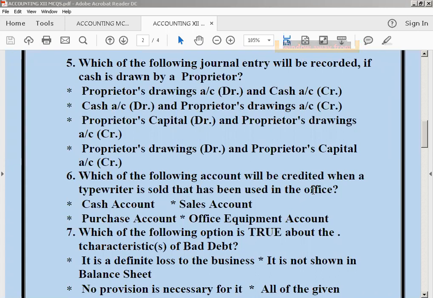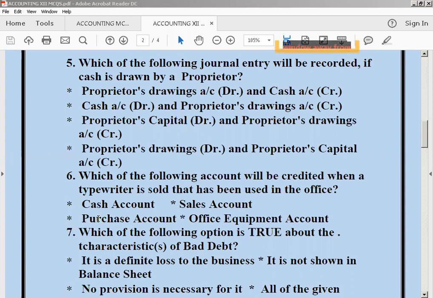We have cash account over here, we have sales account over here. I'm moving my cursor also. Then we have purchase account, and the fourth one we have office equipment account. So when a typewriter is being sold out of your business, you have to record the appropriate journal entry in your mind. First think about what the correct journal entry should have been formed. Once you have thought that, from that correct journal entry, pick up the account that is being credited. So be careful that you have to write the credited one.